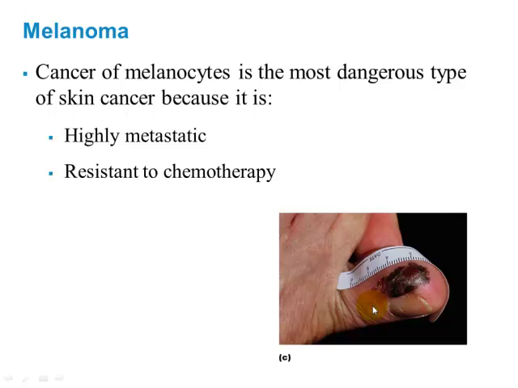Pretty large. This is much larger than what you would see as a common sunspot. This is actually the big toe. Strangely enough, the toes are a pretty common place for melanoma to occur. This is highly metastatic, so these can spread quite quickly. It's also very resistant to chemotherapy. So melanoma is the worst of the skin cancers that we'll mention. Now, if you take a look at this area, this is a very clear melanoma.